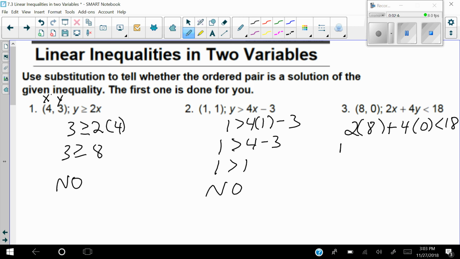All right, so 2 times 8 is going to be 16 plus 4 times 0, which is 0. Is it less than 18? And 16 plus 0 is 16. And is it less than 18? Yes. So this particular one is a yes. So this point here would fit in that shaded region if we graphed it.